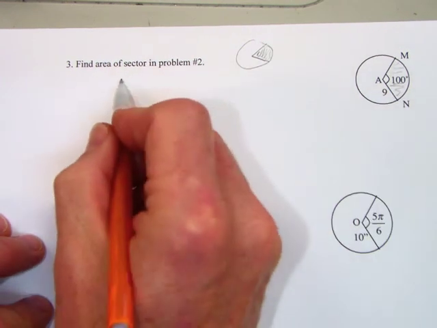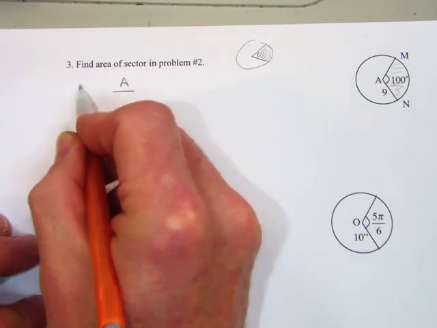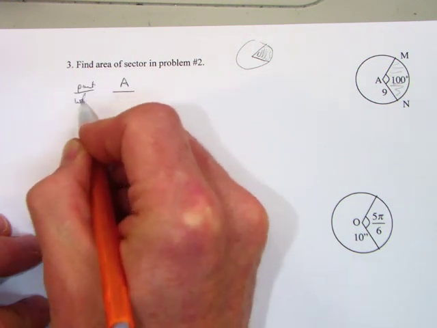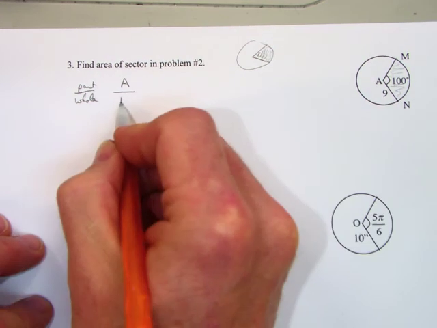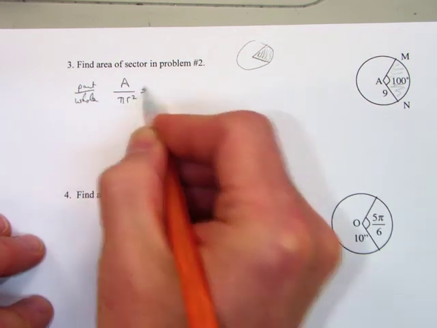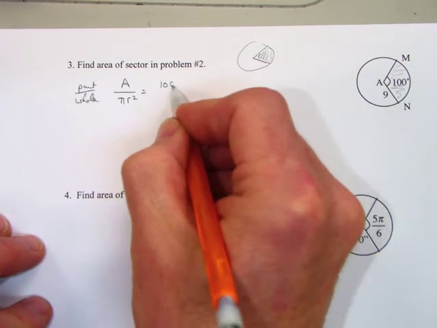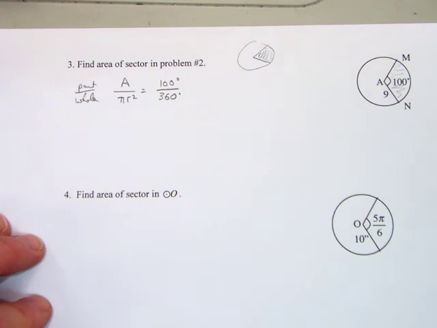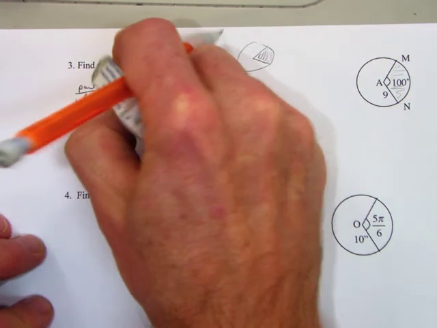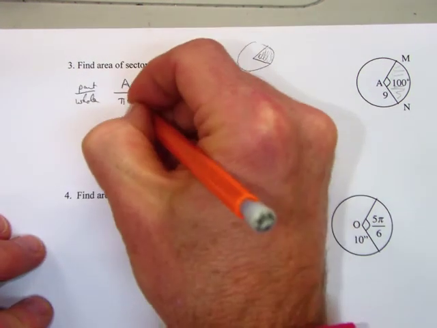We're going to set up very similar. We're going to say the area, again, part to whole. What is the whole circle in terms of area? That would be pi r squared. And now we have 100 degrees over 360 degrees. And I might as well just change that r to pi times 9 squared.